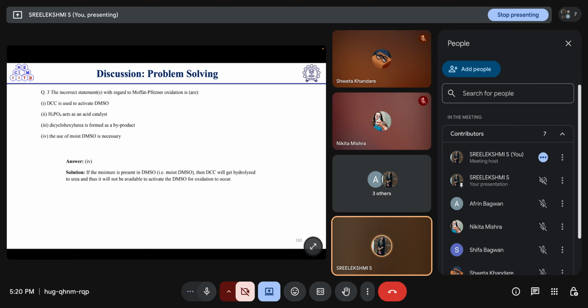whichever reaction we use DCC in, the byproduct will usually be dicyclohexylurea, and we saw that as one of the drawbacks of this reaction. Because of the formation of dicyclohexylurea, the purification becomes difficult. It is very difficult to remove dicyclohexylurea from the reaction mixture. That's why several modifications came, including Swern oxidation, for this Moffatt-Pfitzner oxidation. So the first three statements are correct. The last one, the use of moist DMSO is necessary, is the wrong option.